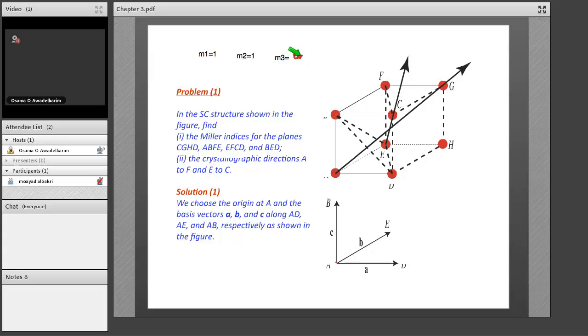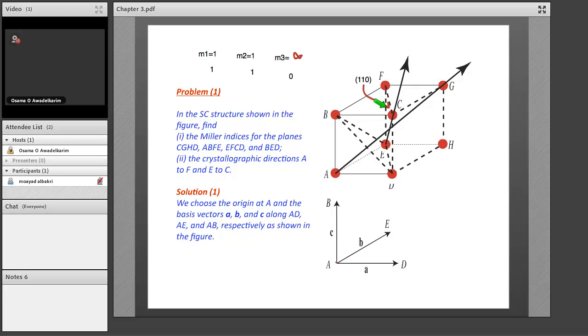Then we take the reciprocal. The reciprocal for M1 is 1, the reciprocal for M2 is 1, and the reciprocal for M3 is 0. So the smallest integers in this ratio are 1, 1, 0. And so this plane here is the 1, 1, 0 plane.